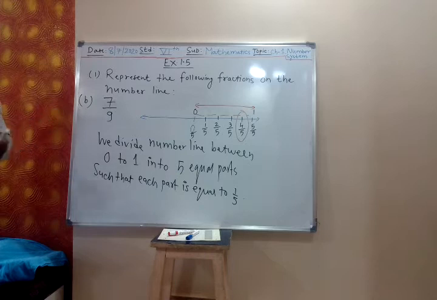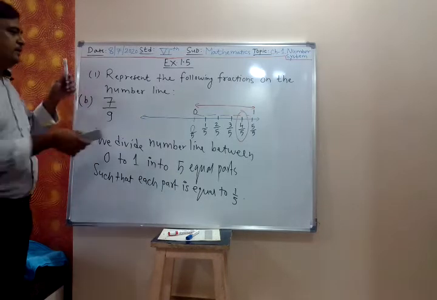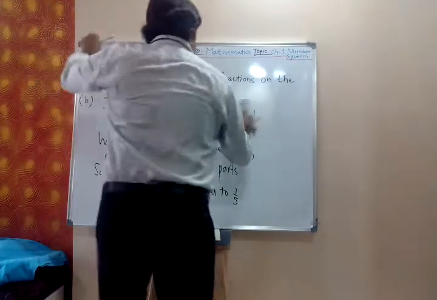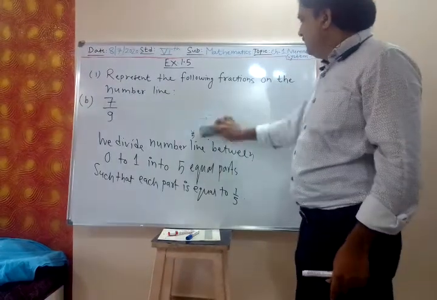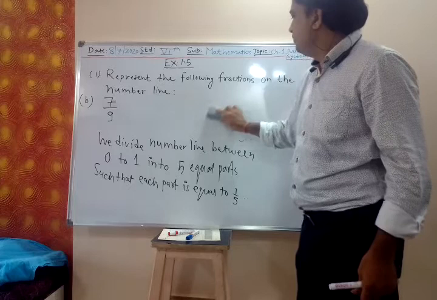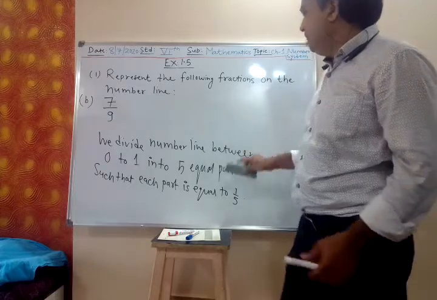B is 7 upon 9. Yes. B is 7 upon 9. Now let us do 7 upon 9. Now how will you represent 7 upon 9?